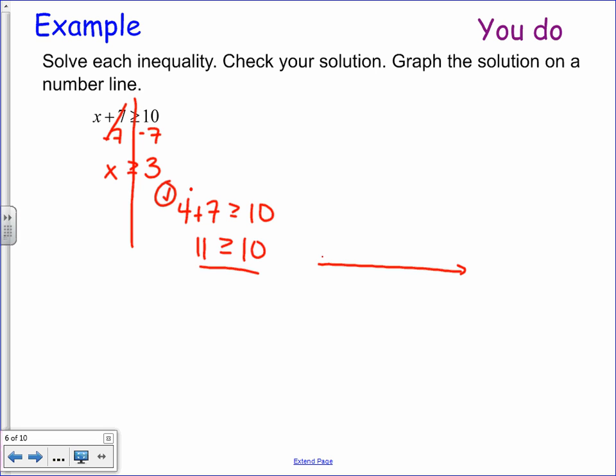So here on the number line, we're going to plot 3, 4, 5, 2, 1. This is going to be a closed circle on 3, pointing to the right.